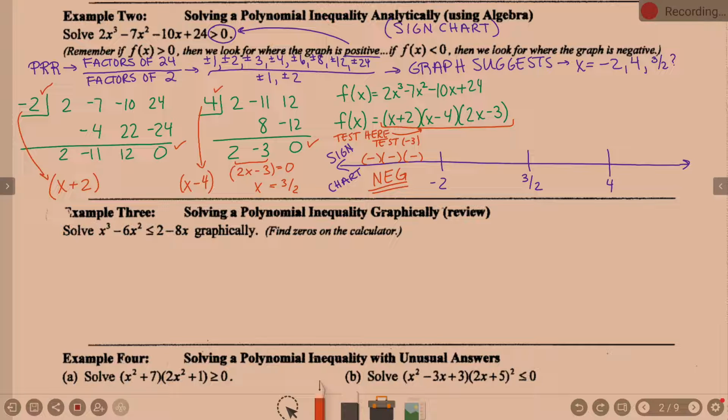Okay, what about negative 2 to 3 halves? Pick a value that's in there. I personally would use 0. And again, you don't have to tell me what value you're testing with, but put in 0. 0 plus 2 is going to be a positive. 0 minus 4 is a negative. 2 times 0 minus 3 is a negative. Positive times negative results in a positive. Three halves to 4.